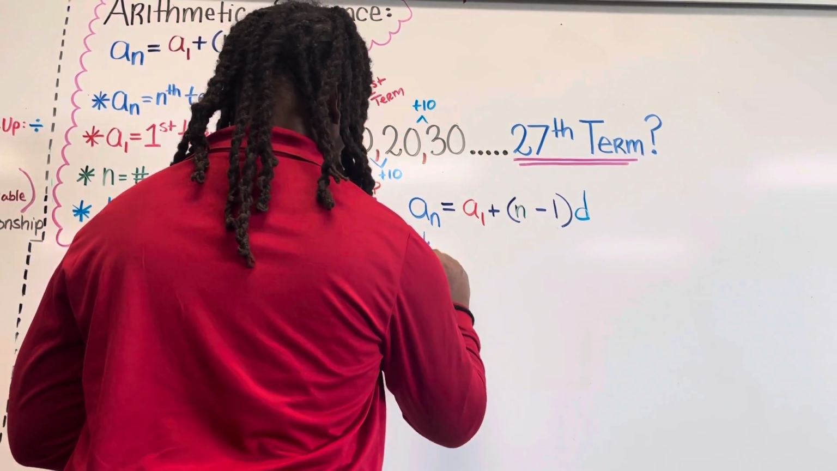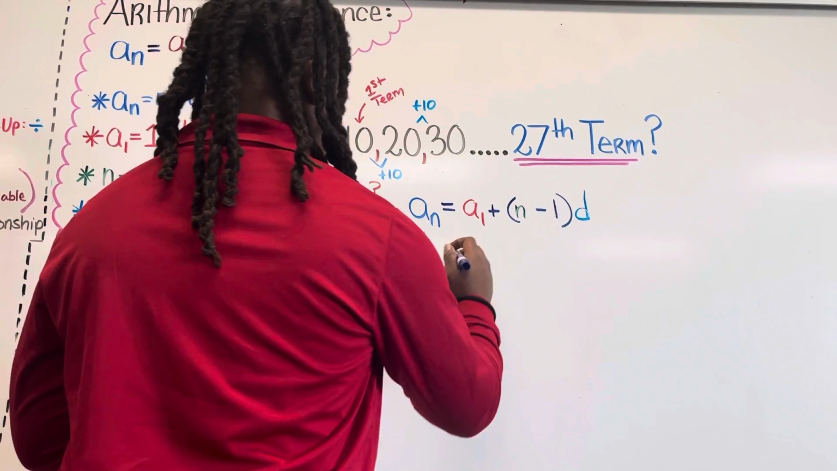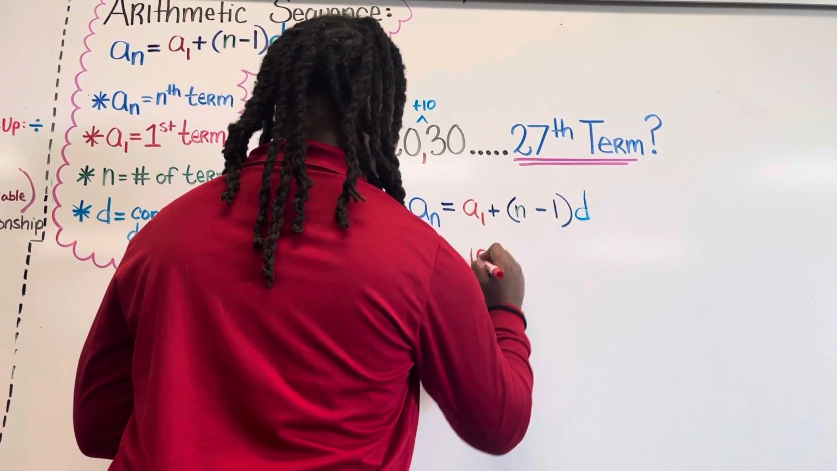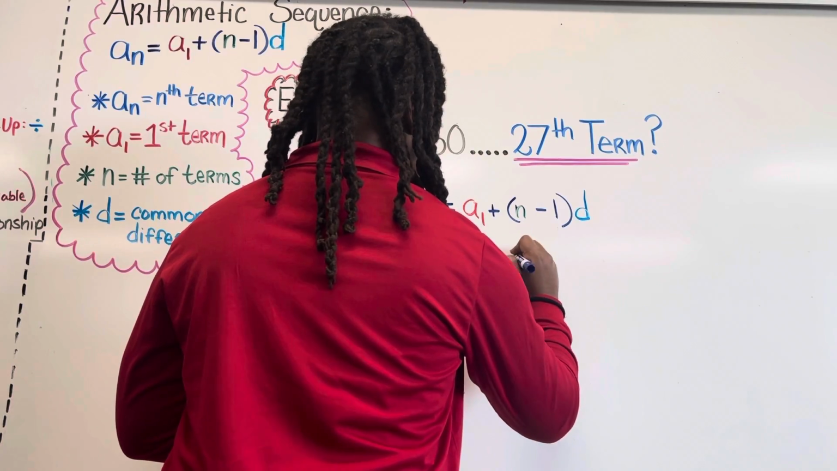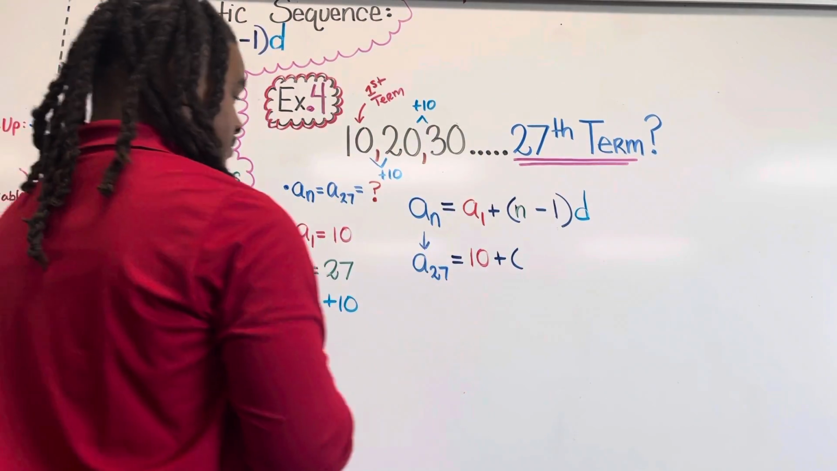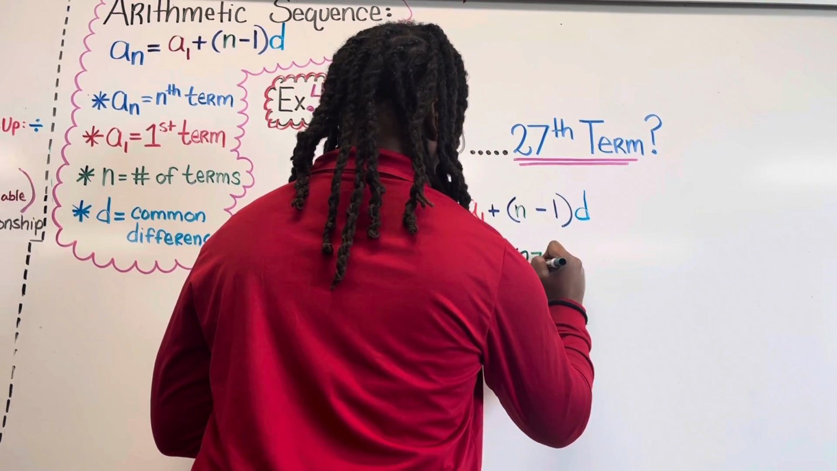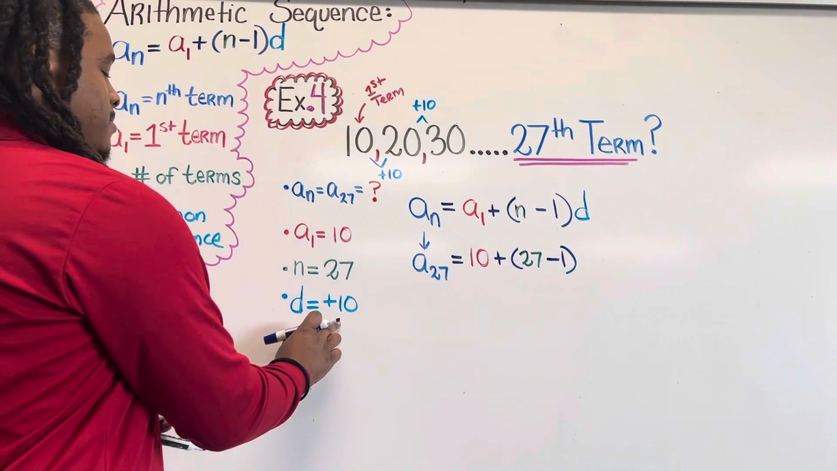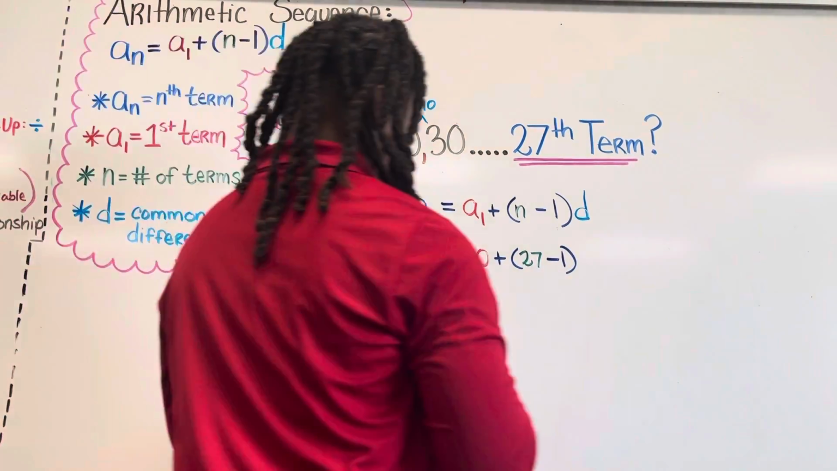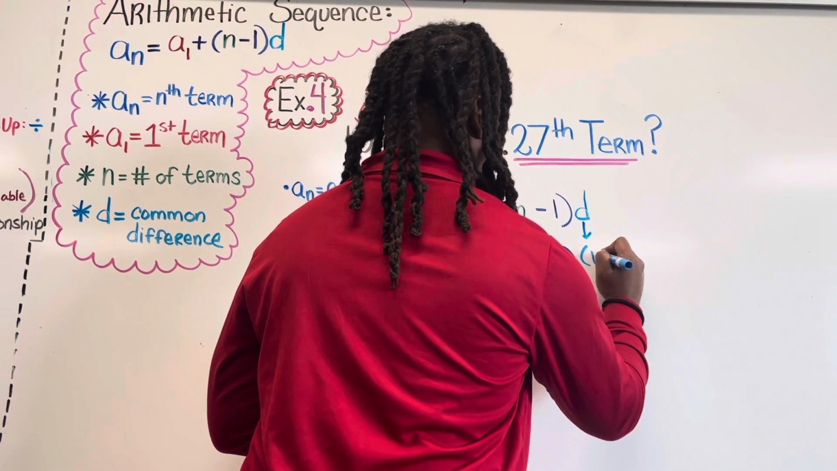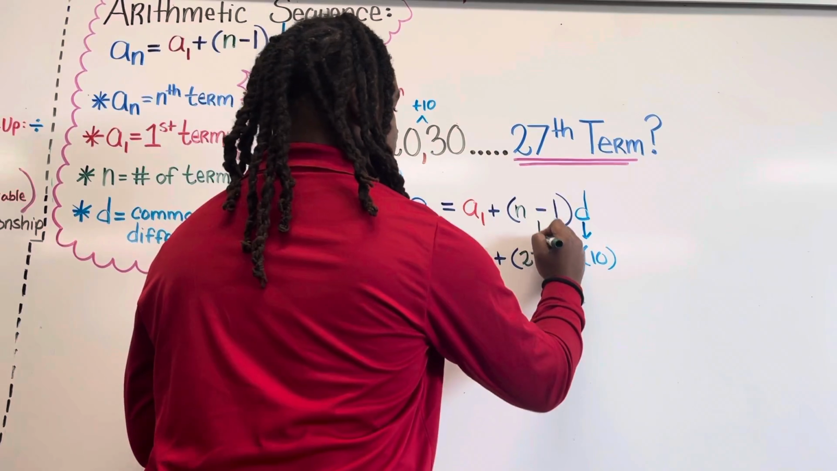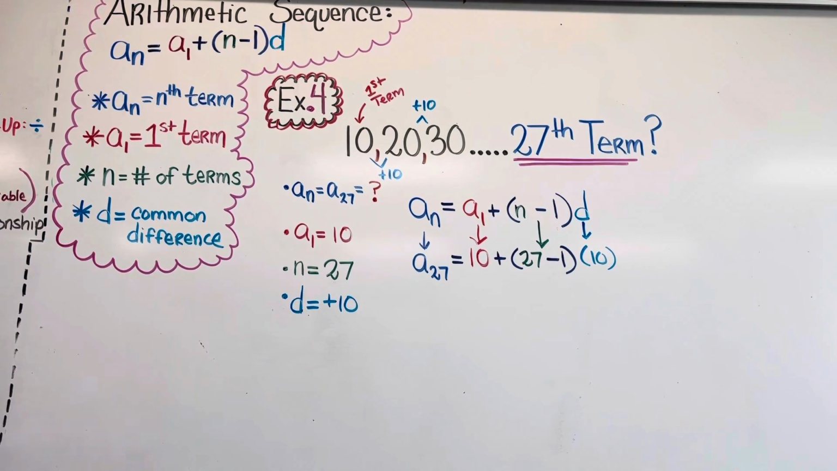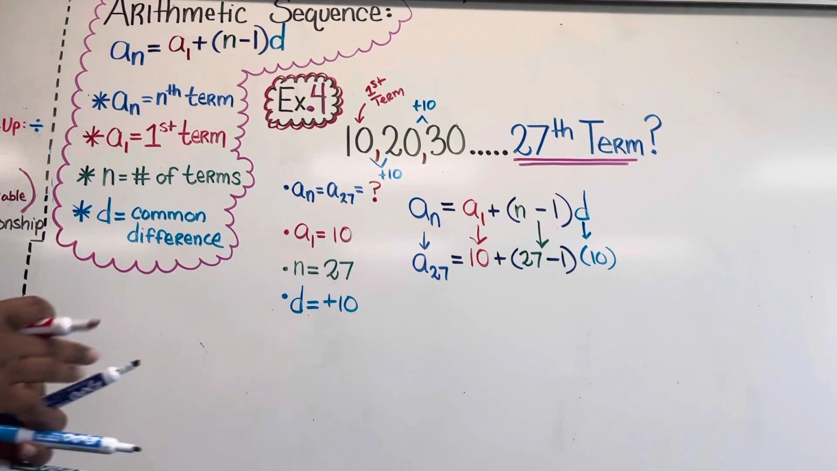So I'm going to rewrite this. a_n actually is a_27 equals a_1, the first term, which is 10, plus (n, which is 27, minus 1), times the common difference of 10. Okay, so that's all we did. We just plugged into the formula, and now we're going to figure out what is actually the 27th term.